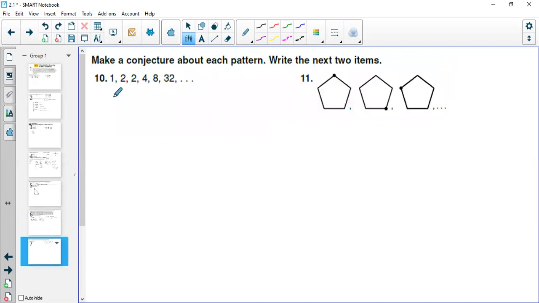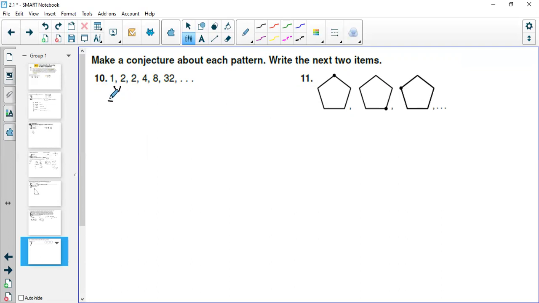Right, let's move on to question number 10. Again, make a conjecture about each pattern, then write the next two items. So they want you to find the next two items in this pattern. So first let's make a conjecture about this pattern. Now 1 to 2, there is a difference of either plus 1 or multiply by 2.